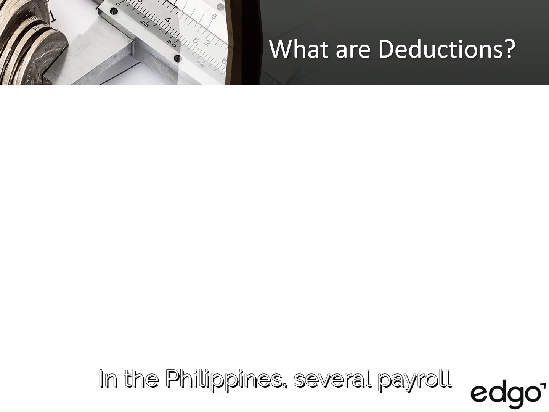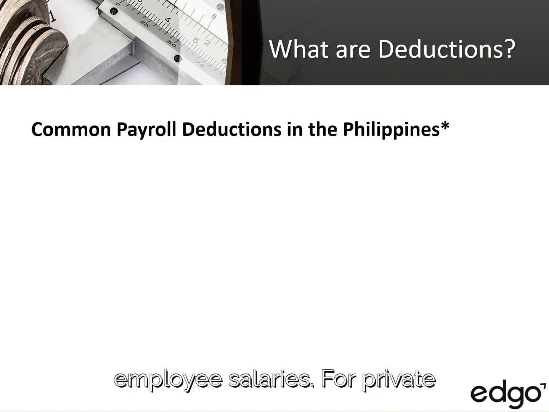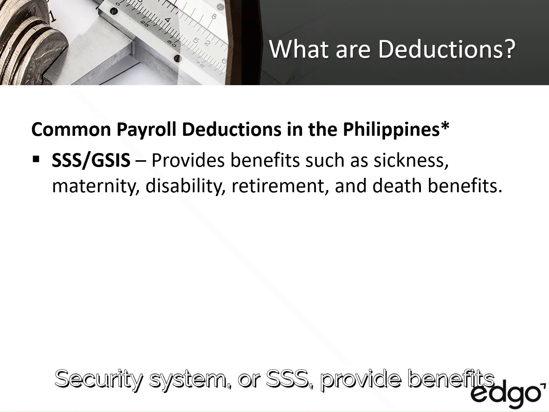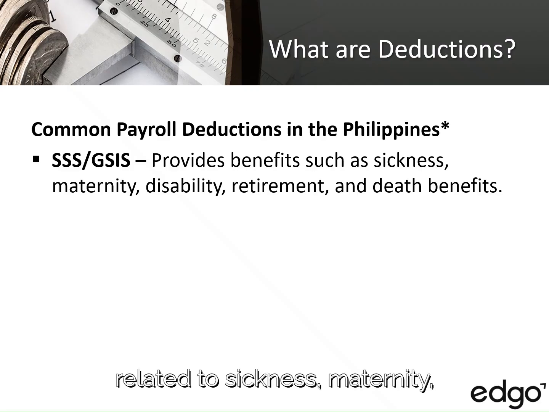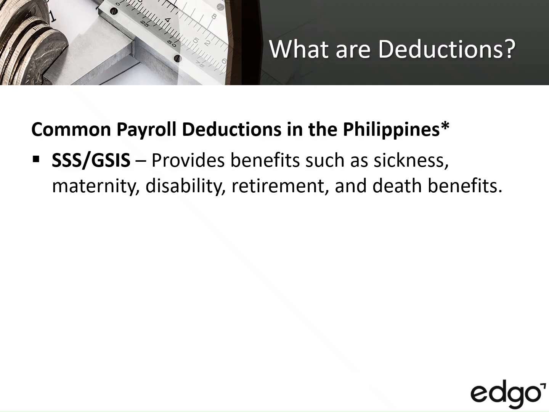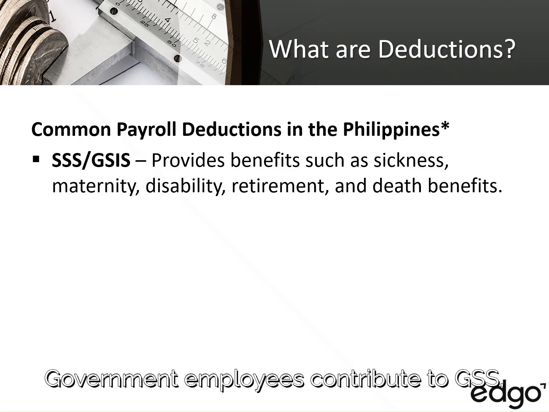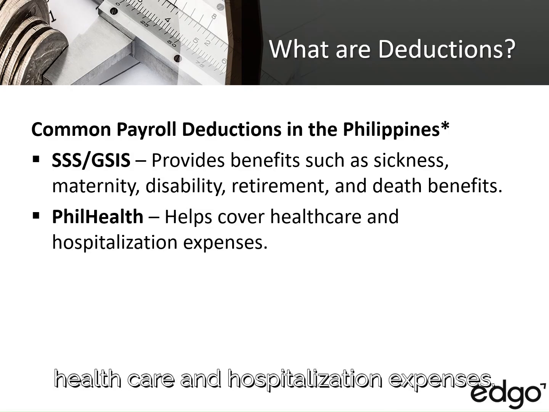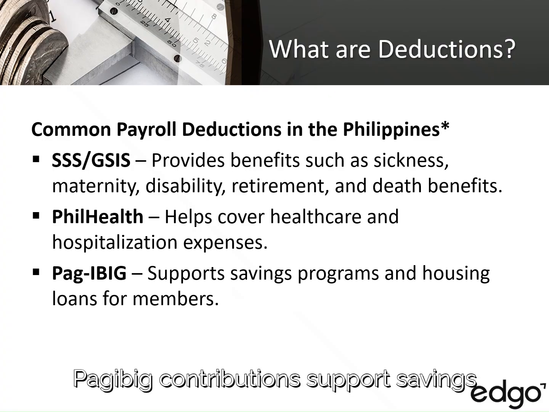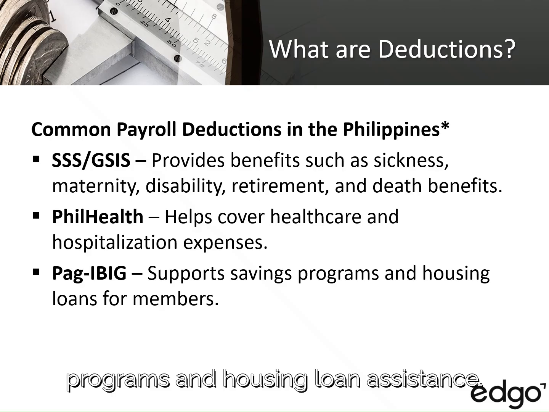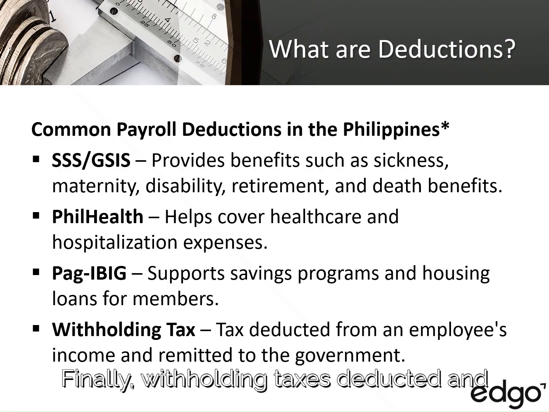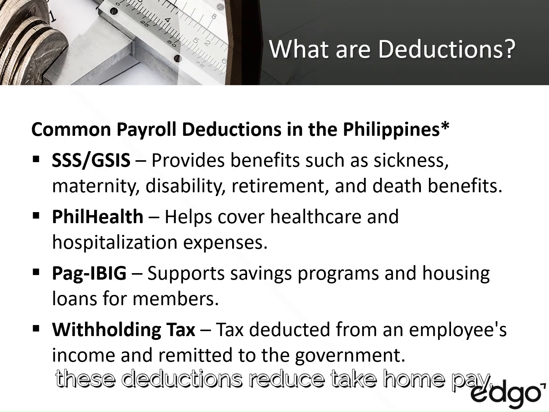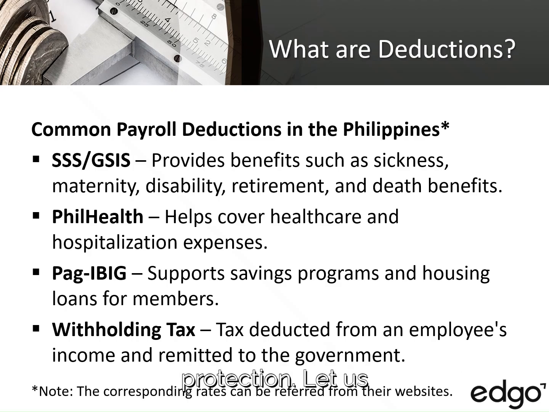In the Philippines, several payroll deductions are commonly deducted from employee salaries. For private employees, contributions to the Social Security System or SSS provide benefits related to sickness, maternity, disability, retirement, and death. Government employees contribute to GSIS, which provides similar benefits. PhilHealth contributions help cover healthcare and hospitalization expenses. Pag-ibig contributions support savings programs and housing loan assistance. Finally, withholding tax is deducted and remitted to the government. Although these deductions reduce take-home pay, they provide important benefits and social protection.